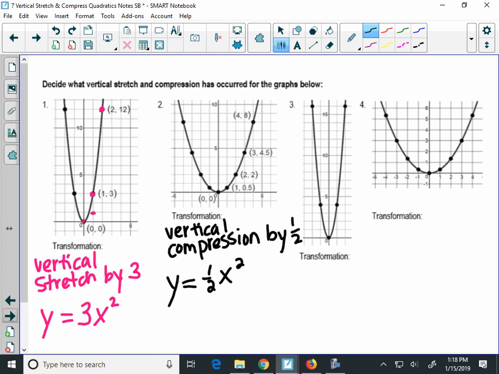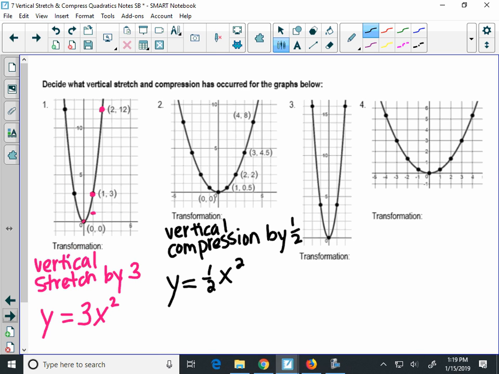So vertical. We're going to do horizontal stretching and compression in a couple days. For vertical, it's always what you expect it to be. So a compression is the fraction. A stretch is a number bigger than 1. When we get to horizontal, it's going to switch. But for now, it's what you expect it to be.